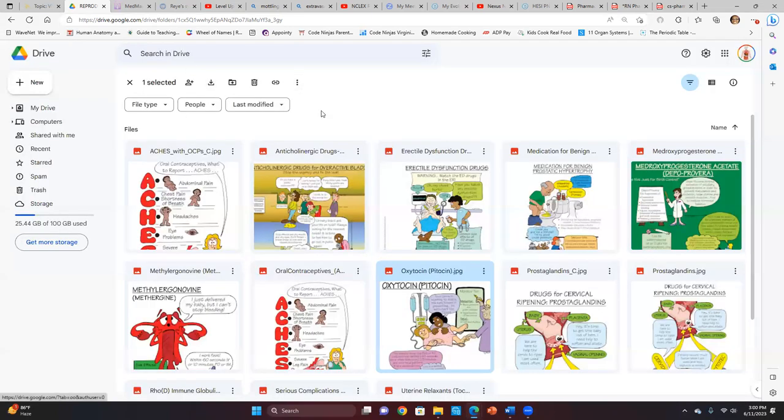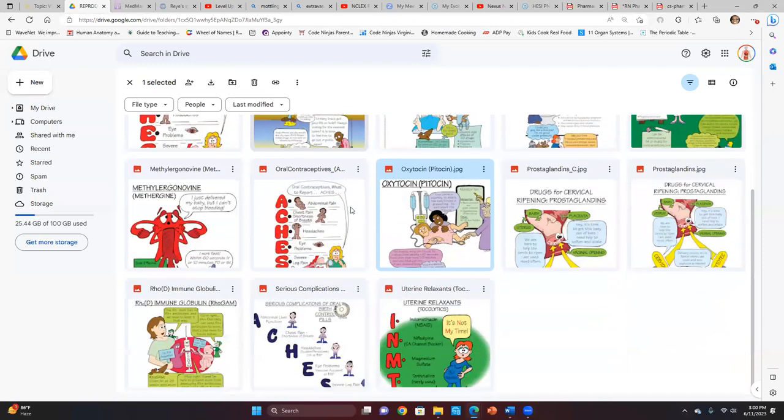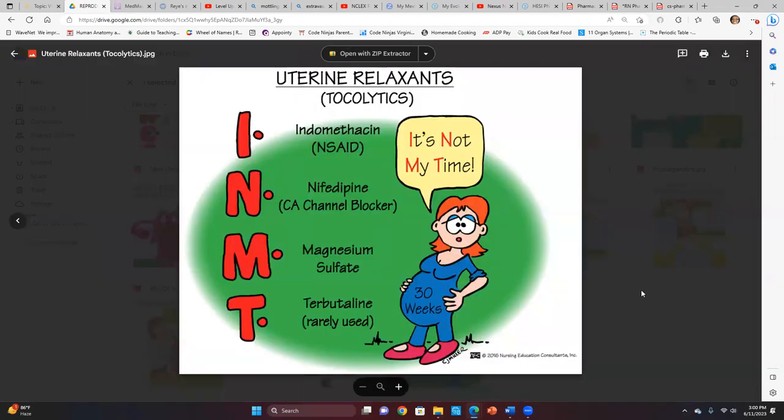Let's talk about our tocolytic. A tocolytic is a medication that will stop labor. So it is the opposite of inducing labor. I'll focus on terbutaline for this one. Terbutaline sulfate. Bottom line, tocolytics are for the patient where it's not their time. They are not full term. They are not 37 weeks. So this is for preterm. With terbutaline, it causes tachycardia in the mom and the baby, and it decreases potassium levels.